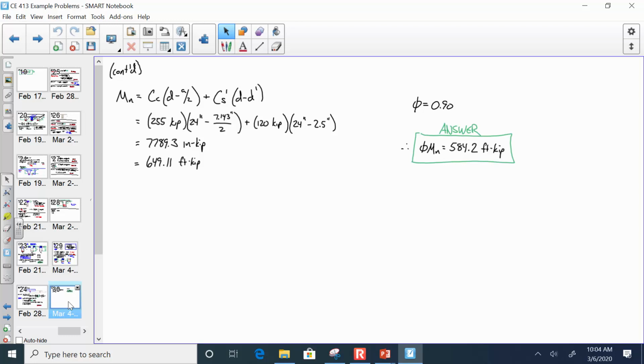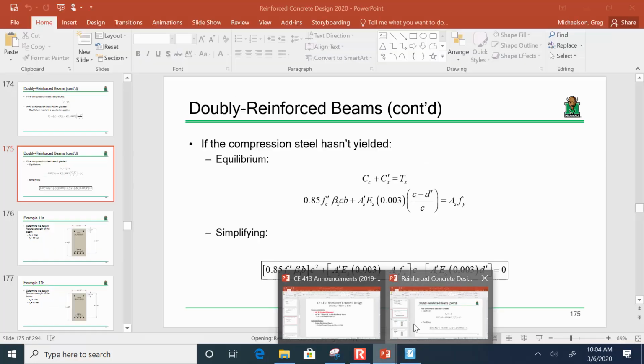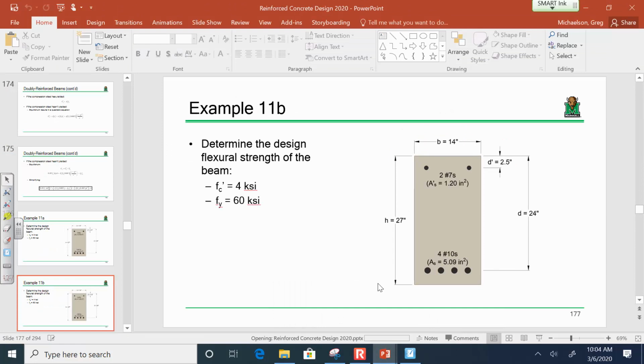Okay? So with that, I'm going to just hop right into our next problem. So I'm going to do this sort of the same way. The beam looks very, very similar. All I did was tweak a few quantities. So instead of 3 ksi concrete, we've got 4 ksi concrete. And instead of 2 number 9s, we have 2 number 7s, and I think I changed that to 4 number 10s. But by and large, this is a very typical doubly reinforced section. Now we're going to see what happens when the compression steel doesn't yield. Now we're still going to do the analysis assuming that it does yield, and then we're going to see what happens. So let me just get right into it.